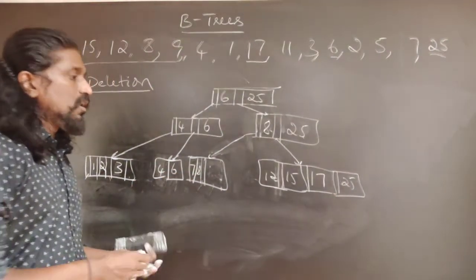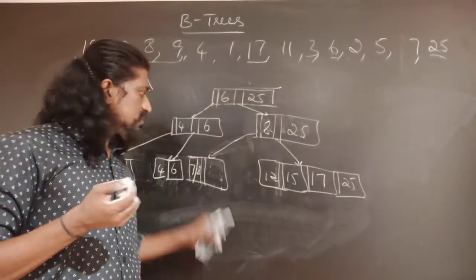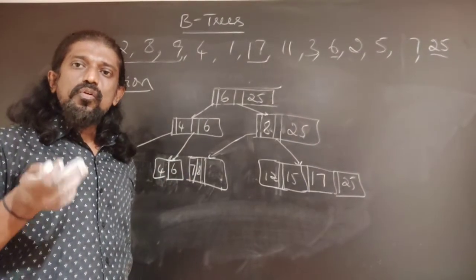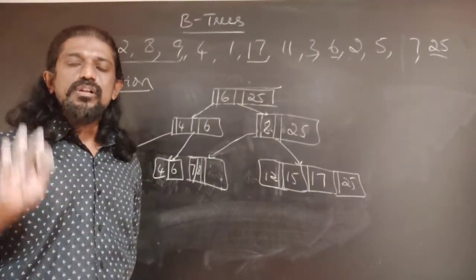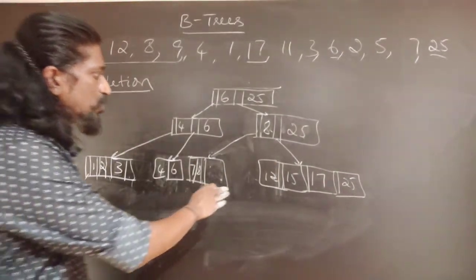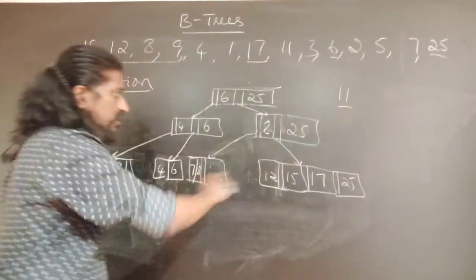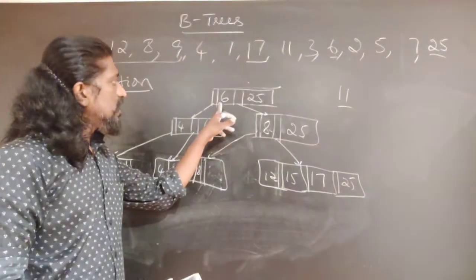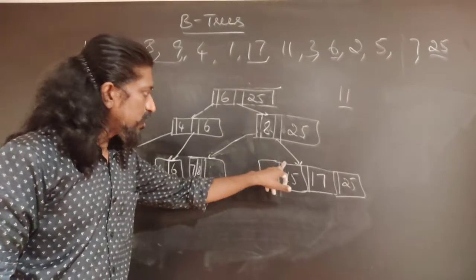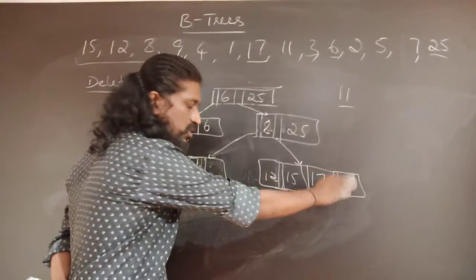So this is redistribution. One more thing: it looks like redistribution can be used only with deletion, but redistribution can also be used with the insertion operation. How can we use it? Suppose I am going to insert 11 in this particular tree. 11 is greater than or equal to 6 and less than 25, so I come here. 11 is greater than 8 and less than or equal to 25, so I come here. Here 11 can be inserted in this node, but this node is already full.